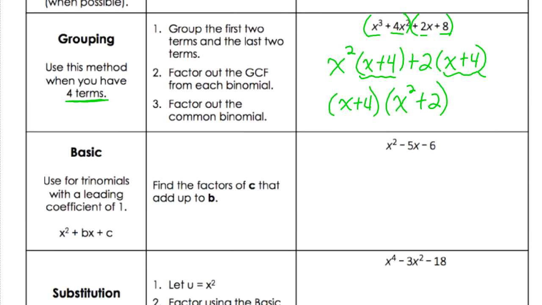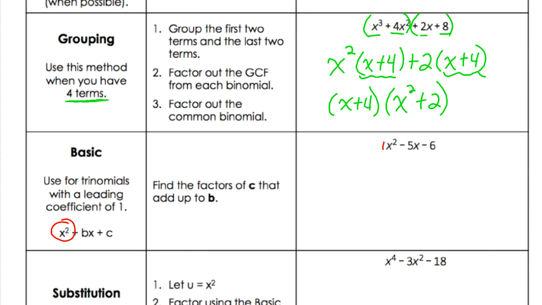Okay, method 3 is the basic method. We use this for trinomials that have a leading coefficient of 1. So trinomials are x squared plus something x plus a constant value. And this works great when we have just that 1 out in front.